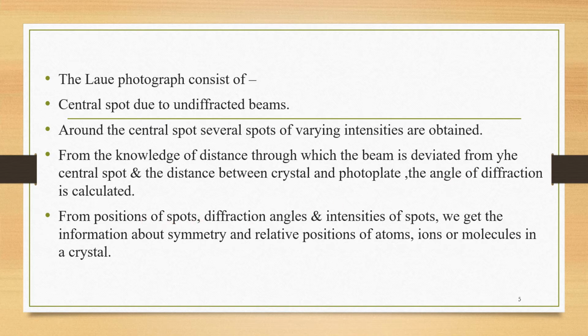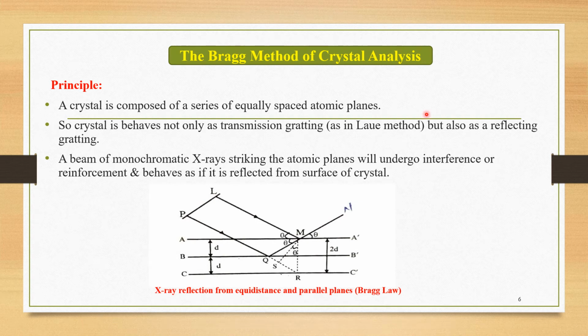The second important method for the structure analysis of a crystal is called the Bragg method of crystal analysis. Now, on which principle is this method based? First of all, we have to look at the principle of this method. A crystal is composed of a series of equally spaced atomic planes. Any crystal is composed of a series of equally spaced atomic planes. So the crystal is formed from these atomic planes.